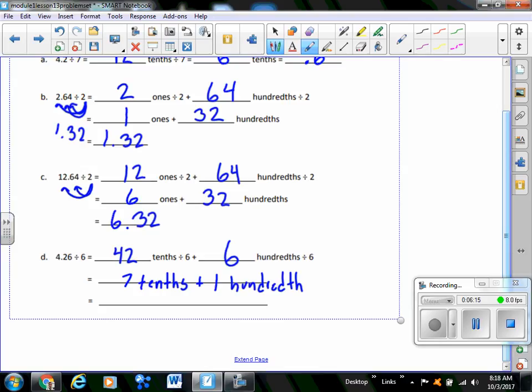And if we put that together, here's our decimal point, 7 in the tenths, a 1 in the hundredths, and that would be our answer.